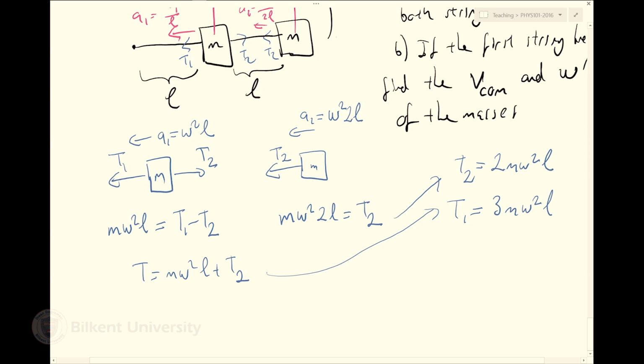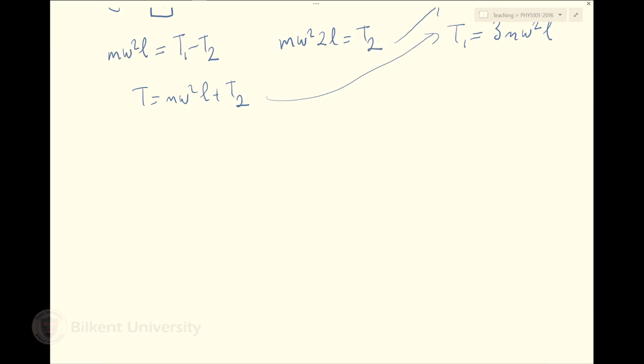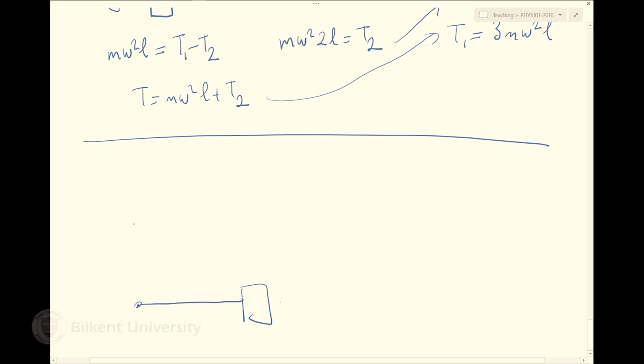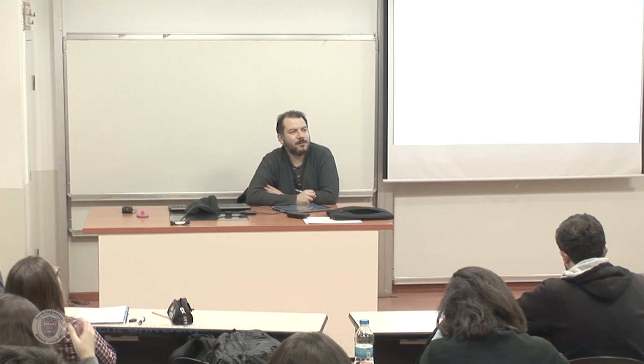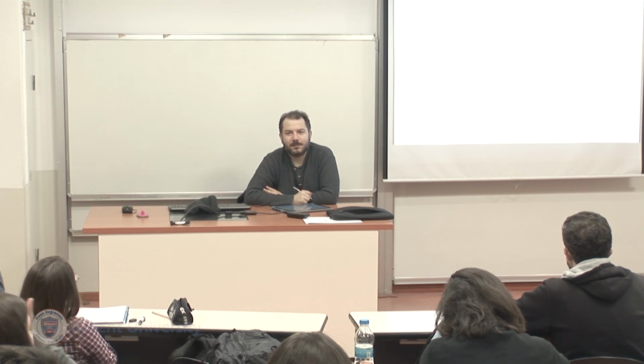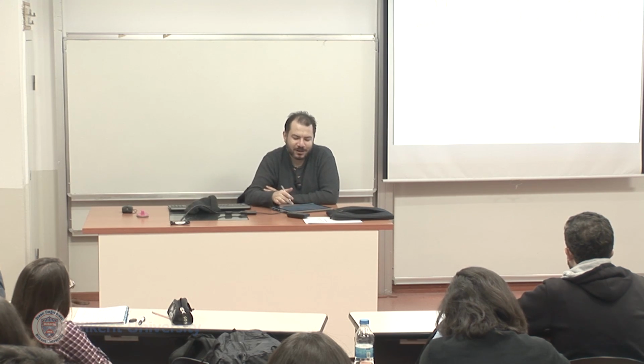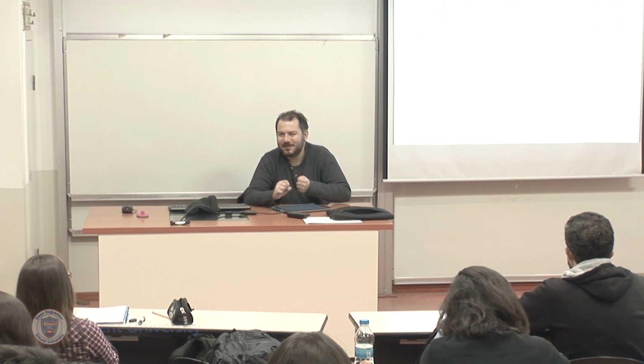Now, that's not the hard part of the question. That could have easily been asked in the second midterm. The hard part is what happens when this first string breaks. So these masses are happily rotating with some angular frequency omega, but suddenly the first rope snaps. It has higher tension, right? So it's more likely to snap.